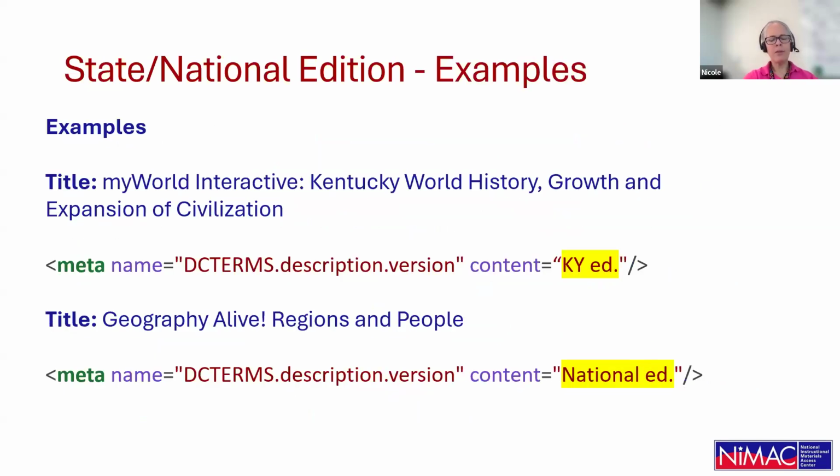So a couple of examples here. We have a title, My World Interactive, Kentucky World History, Growth and Expansion of Civilization. We see that there's a state name that's actually incorporated into the title. That's a Kentucky edition. The next title, Geography Alive, Regions and People. No state is indicated. We just are going to assume that that is a national edition.